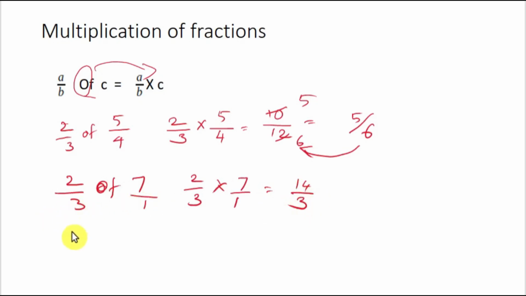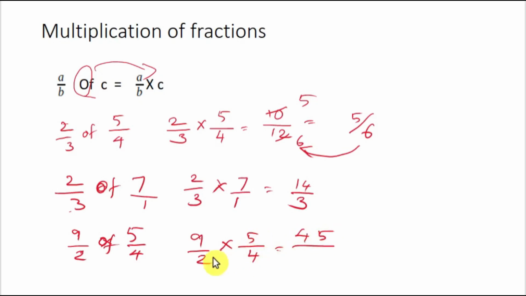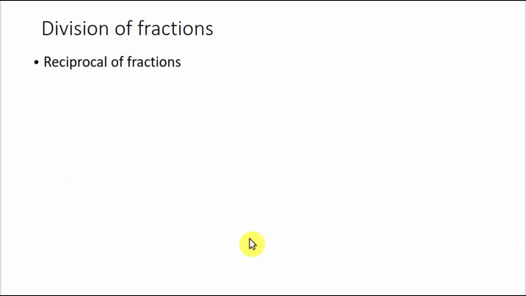I am doing one more. 9 by 2 of 5 by 4. 9 by 2 into 5 by 4 equal to 9 5s are 45. 2 into 4, 8. This is a multiplication of fractions. The next comes division of fractions. First we are going to see the reciprocal of fraction.